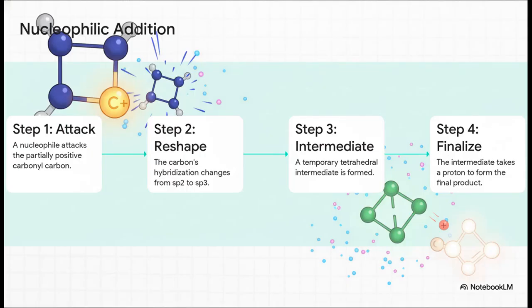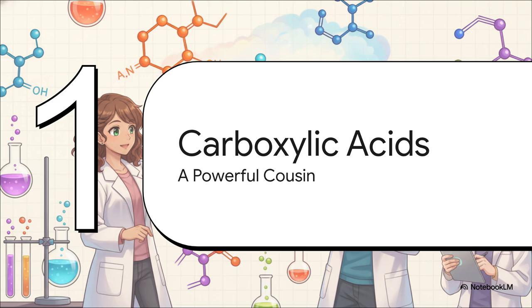So how do they react? Well, the most common way is through a process called nucleophilic addition. Here's how it goes. First, a molecule that's rich in electrons attacks that slightly positive carbon we talked about. This attack forces the carbon to change its shape a bit, forming a temporary, kind of unstable structure. Finally, this structure just grabs a proton from someone nearby to become stable, and just like that, you've made a whole new molecule.